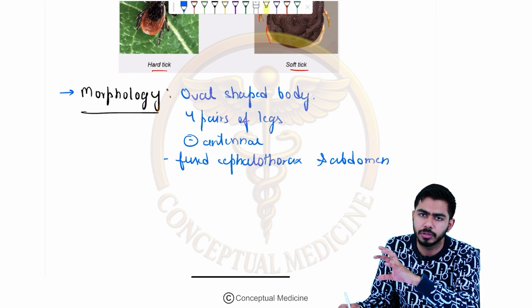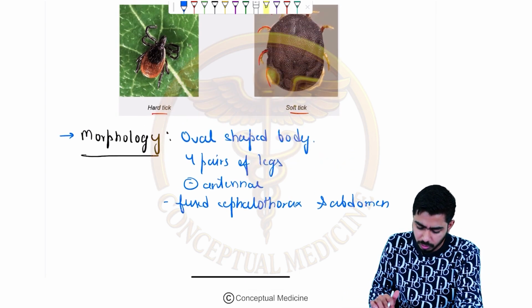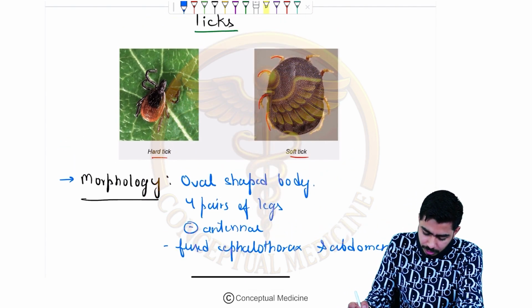For example, in the lice, we were talking about the head, the thorax, the abdomen, and we were talking about segments. Over here, we are not talking about it like that. So the soft tick and the hard tick.